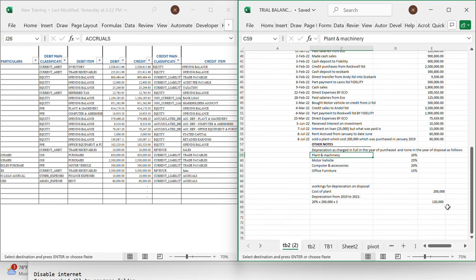Now, how are we going to make the entries? First of all, per the standards, the proceeds are going to be credited to the disposal account, and then the cost is going to be debited to the disposal account, and then the accumulated depreciation is going to be credited to the disposal account, and then we determine our gain or loss, right?